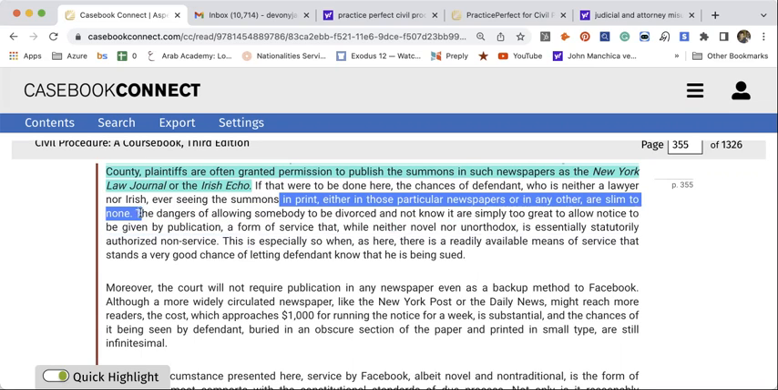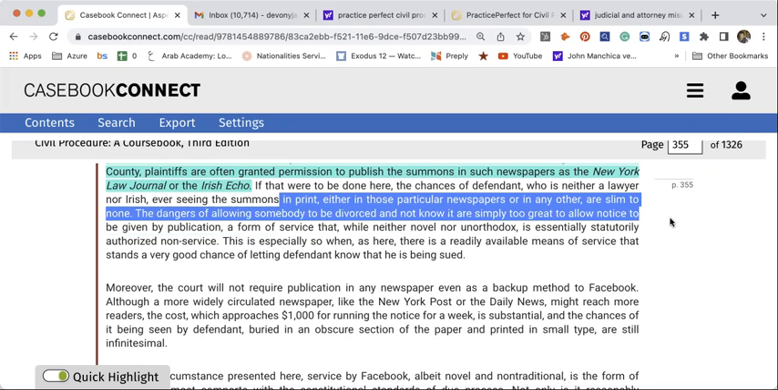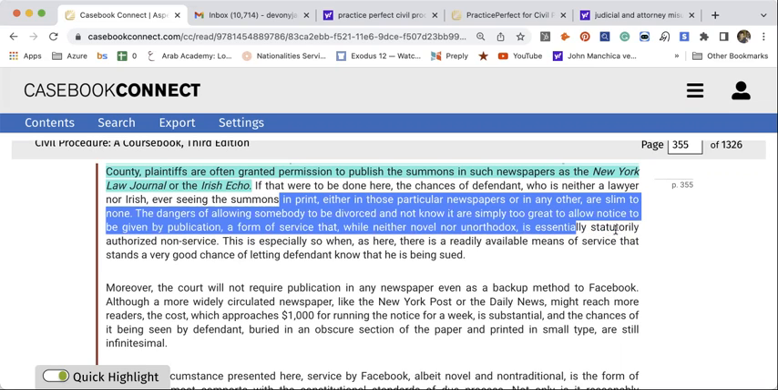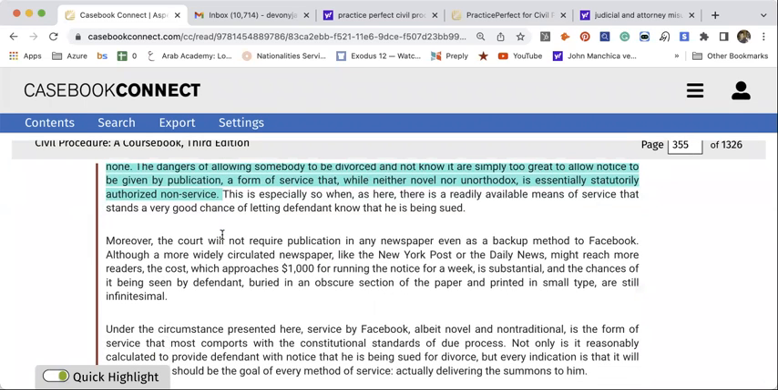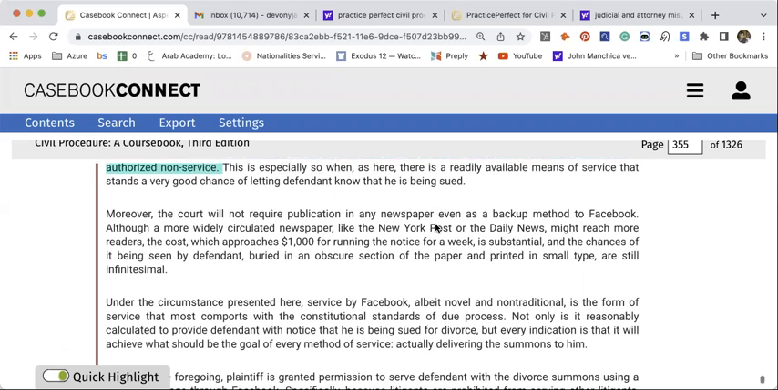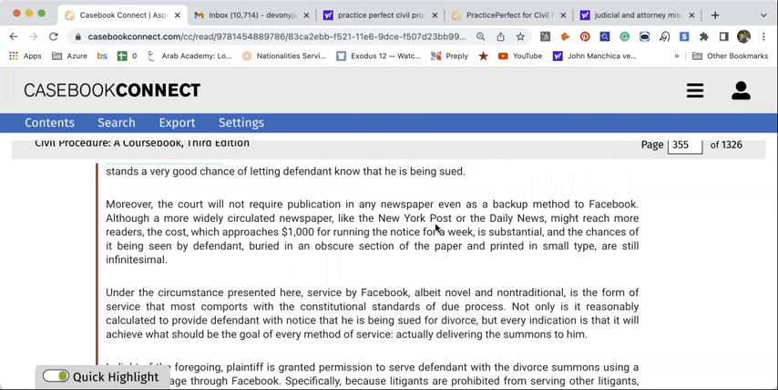The dangers of allowing somebody to be divorced and not know it are simply too great to allow notice to be given by publication, a form of service that, while neither novel nor unorthodox, is essentially statutorily authorized non-service. This is especially so when, as here, there is a readily available means of service that stands a very good chance of letting the defendant know that he's being sued.